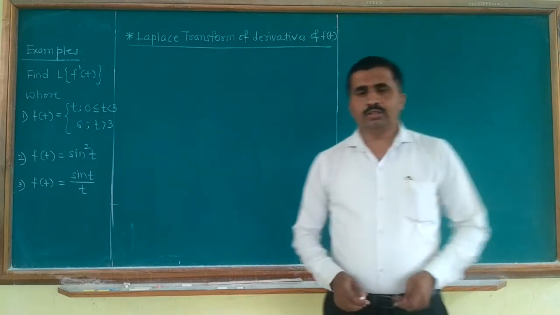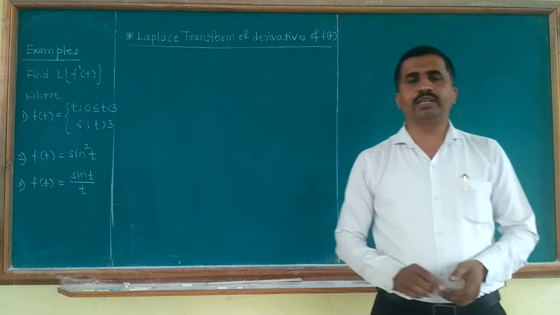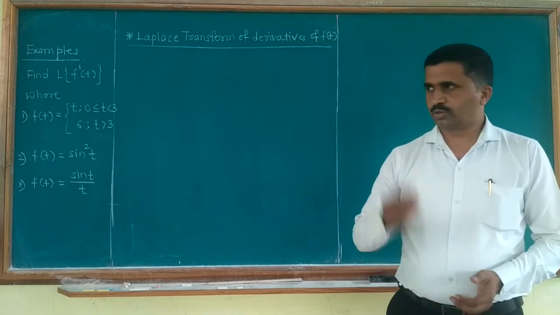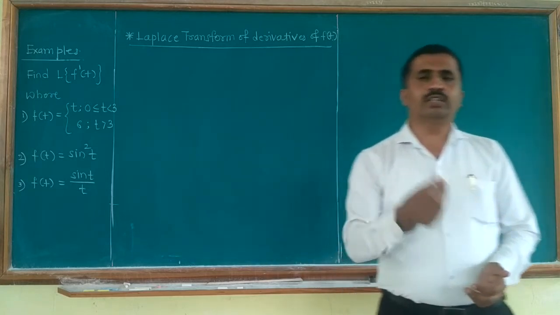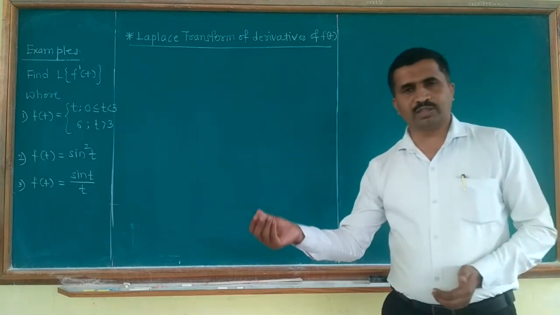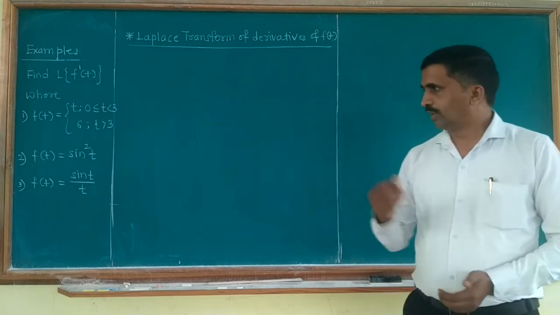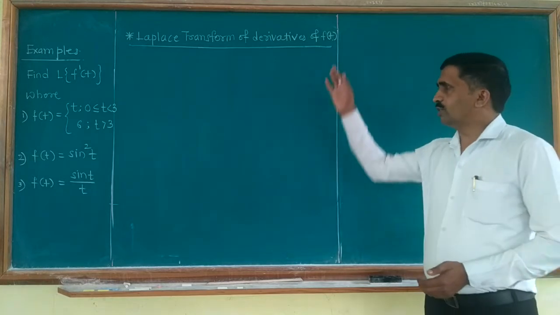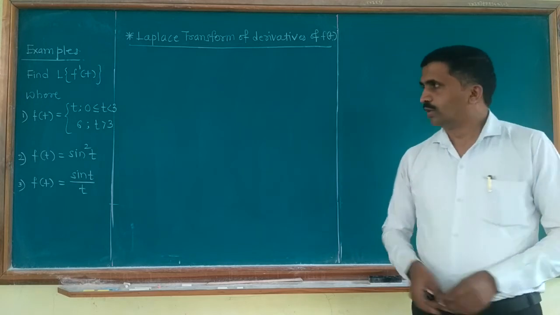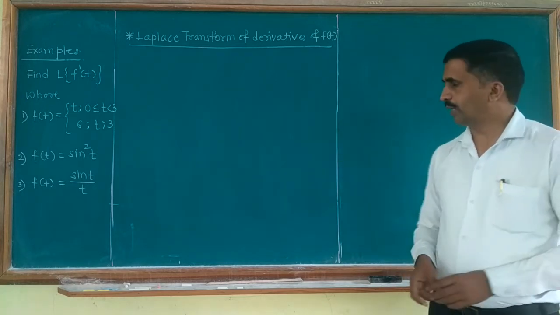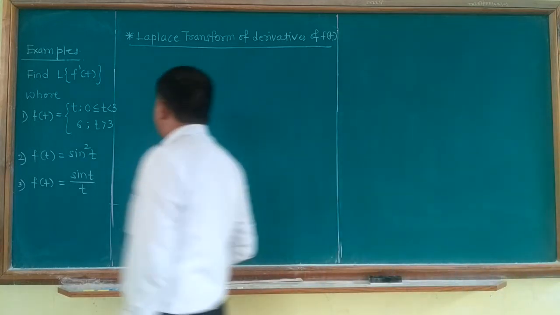So in today's session, I am going to discuss how to find the Laplace transformation of the derivative of a given function. Suppose you are given one function f of t and you have to find the Laplace transformation of d by dt of f of t, or d2 by dt square of f of t, in this way. So we have rules to find the Laplace transformation of derivatives of f of t. First we will see the rules one by one and then we will simplify three examples. So let us consider the rules first.